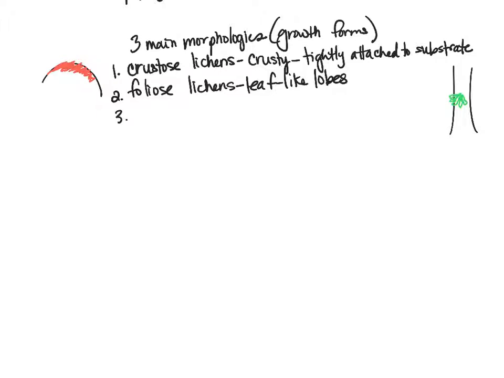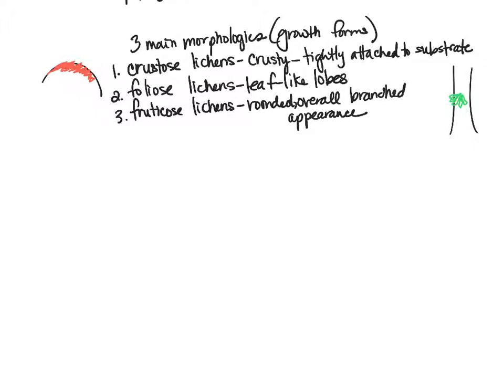But three, we have our fruticose lichens. Fruticose lichens have this branched appearance. They look more like a bush on something. They are rounded, and they have an overall branched appearance. So if we had a similar tree, this looks like a bush that's growing on the tree, and these are all different branches coming off of it. More than this, which has a lot of base attachment here. And then we have this more leaf-like, bush-like fruticose lichen. So we have the three different types of lichens and those three different growth forms.